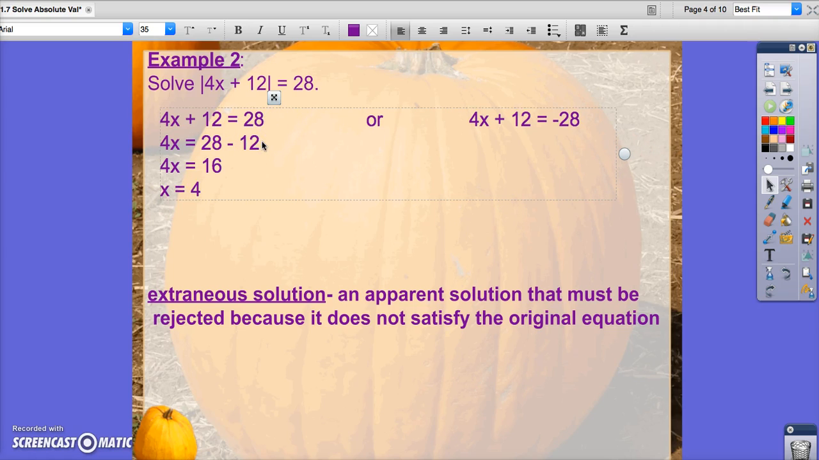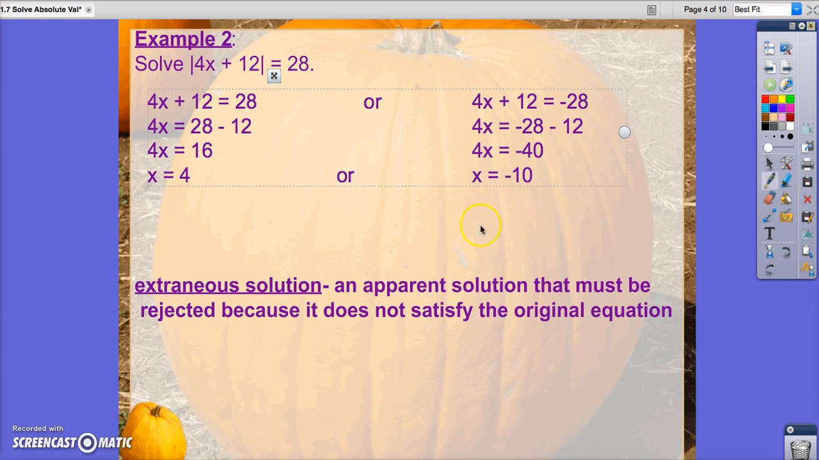All right, let's see our next one. 4x equals negative 28 minus 12. I get negative 40. When I divide both sides by 4, I get x equals negative 10. And those are our answers.